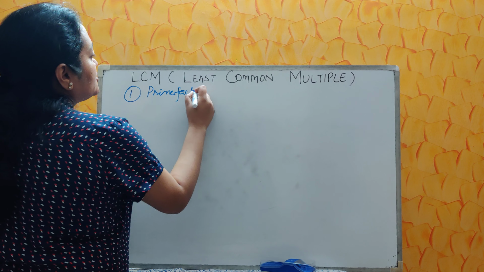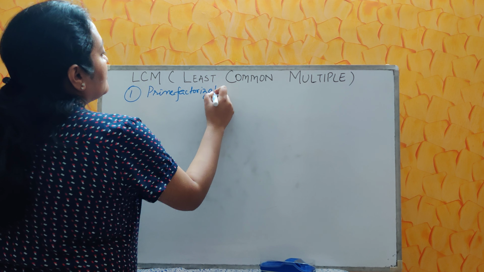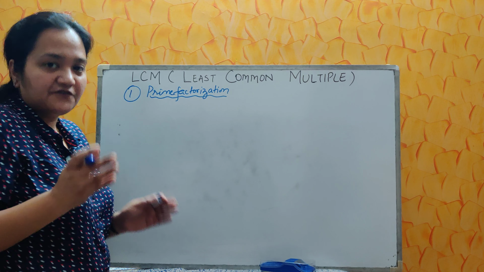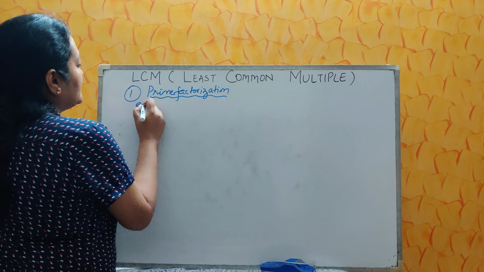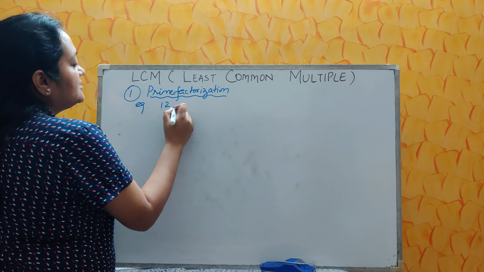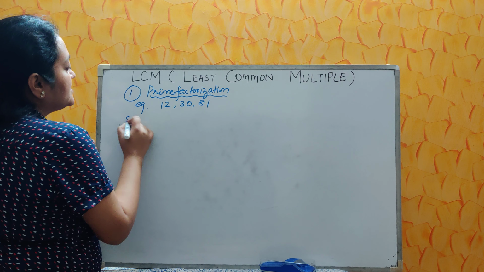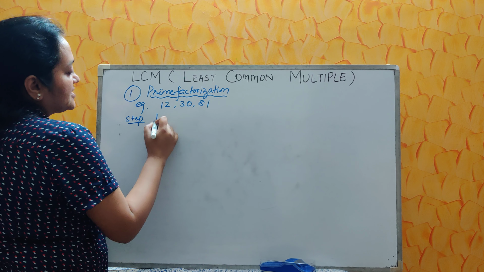In the prime factorization method, as the name suggests, we first find the prime factorization of the given numbers. Suppose we are taking an example: 12, 30 and 81. Step 1 is the prime factorization.